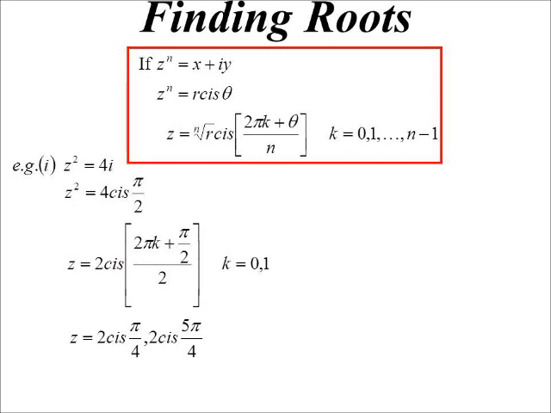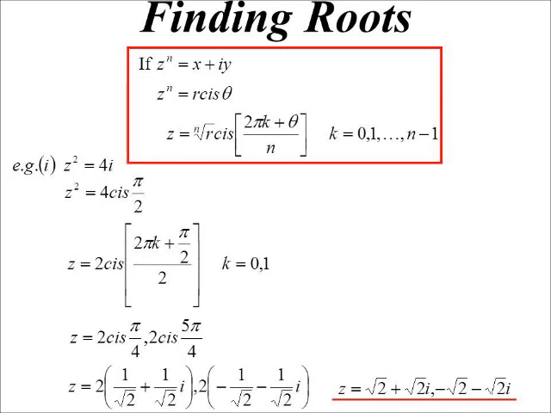That's it in mod arg form. If I want to take it out of mod arg form, then I'd go, well, okay, cos of pi on 4 plus i sine pi on 4, and similar with 5 pi on 4. And we get our two answers there, root 2 plus root 2 i, and minus root 2 minus root 2 i.